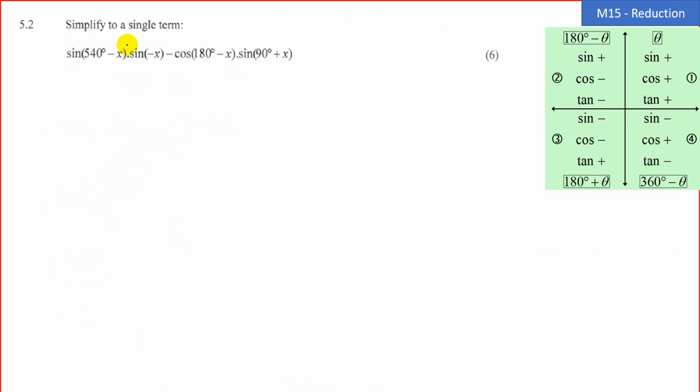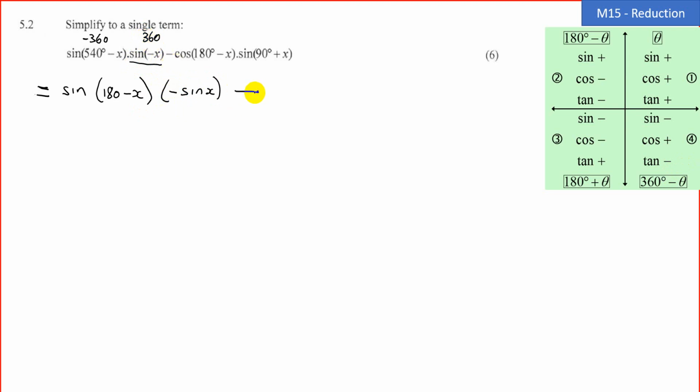Okay, we're looking at our second question, which says simplify to a single term, and we've got sine of 540 minus x. That's our first expression. So remember, if we have anything above 360, we can just subtract the 360 there, and 540 minus 360 is 180, so we end up with sine of 180 minus x. The second one we see, we have a sine of minus x. Now remember, sine of negative x, that's our fourth quadrant, and that will change to negative sine x. Or you can add your 360 and make it 360 minus x, which means your fourth quadrant.